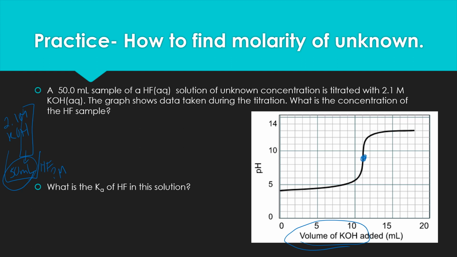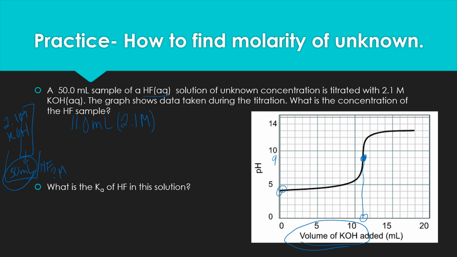Since we have HF, that's a weak acid, so that's why we're starting at a higher pH. That's something to note on our graph here. That's why our pH is shifted up, and I would estimate our pH probably to be around 9. Okay, so at a pH of 9, our volume is that first line after 10, so our volume is 11 milliliters. So we've got 11.0 milliliters of 2.1 molar KOH.